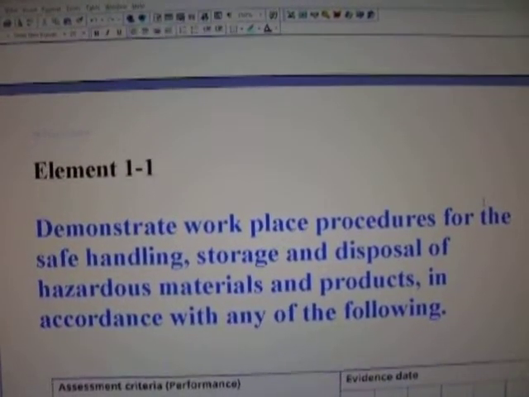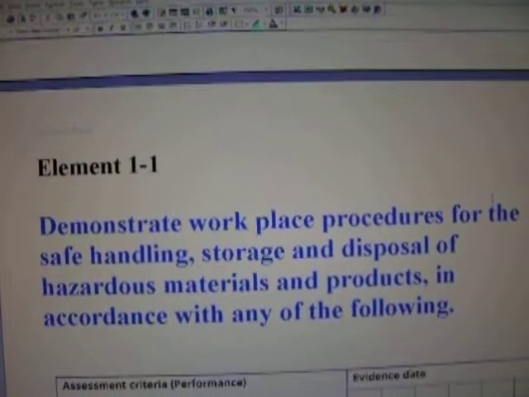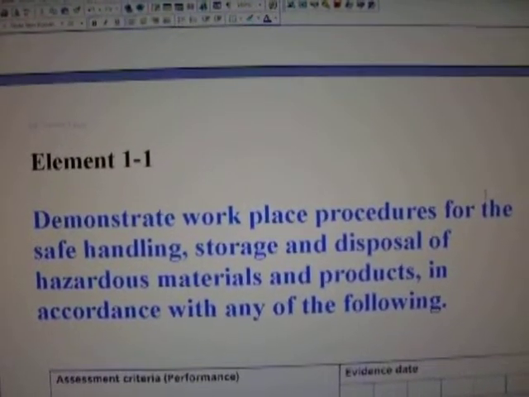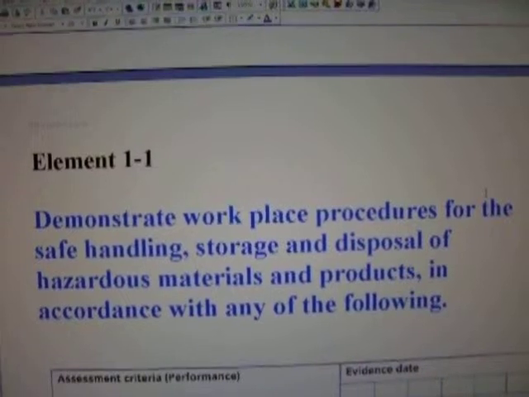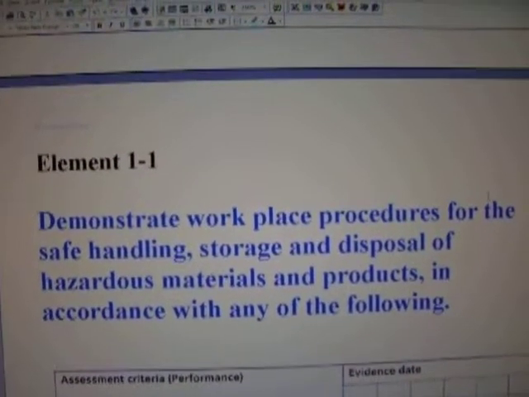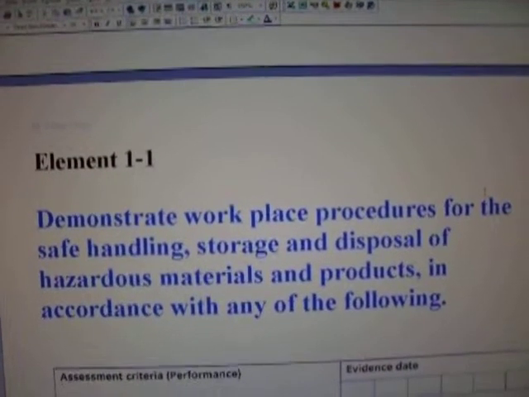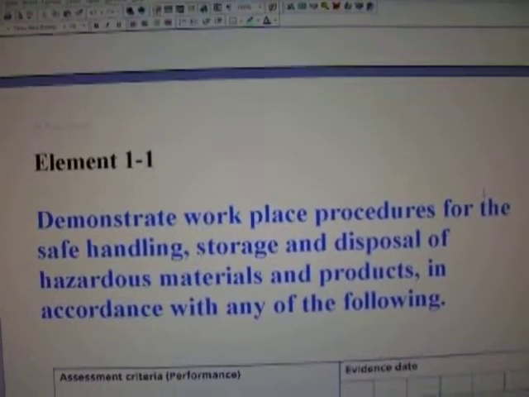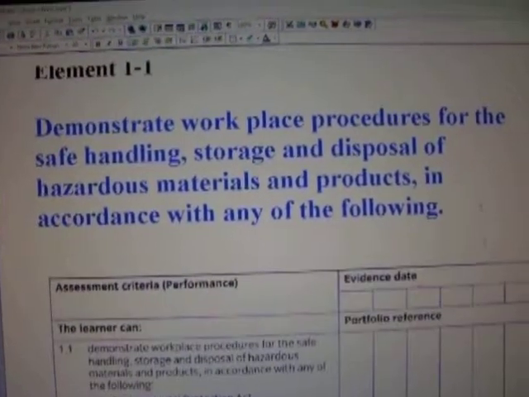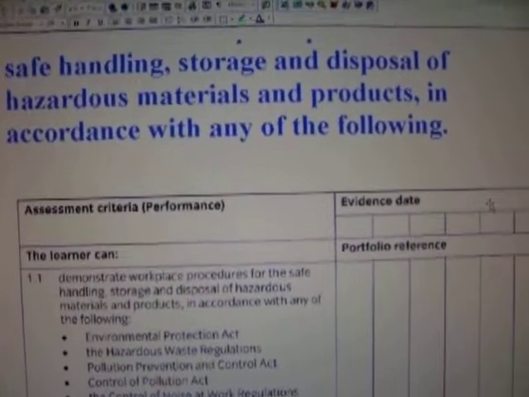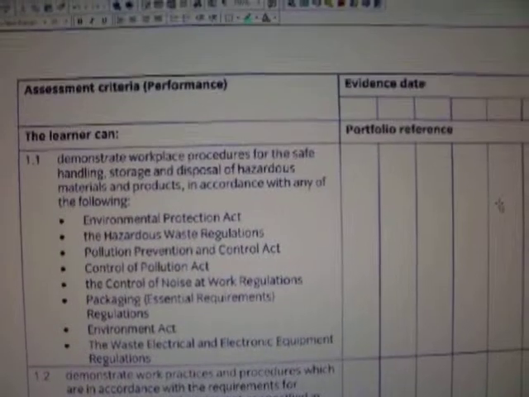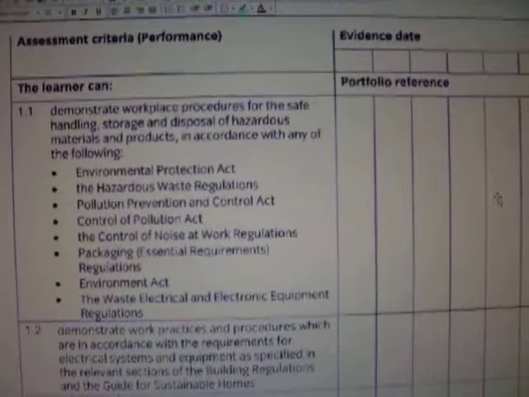Element 1.1. Now, what this is asking you to do is to demonstrate workplace procedures for the safe handling, storage and disposal of hazardous materials and products in accordance with any of the following. Now remember, you would have covered this back in Unit 311, okay? So you should have information that you can use here. And here I've gone on to give you a pictorial view of the question being asked.